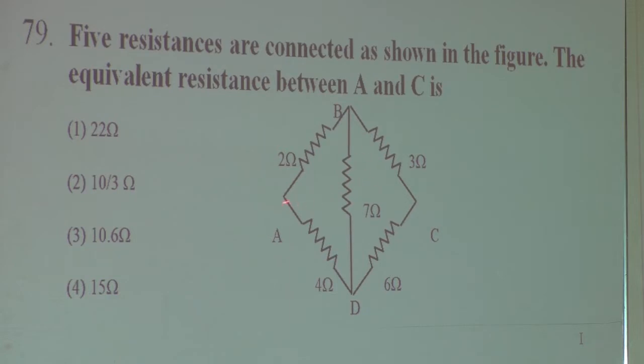So remove it. What you will have between A and C now? Between A and C you have a 5 ohm on the upper side, 10 ohm on the lower side. So 5 parallel 10, what is that? 5 into 10 divided by 5 plus 10. 5 into 10 is 50, 5 plus 10 is 15. 50 by 15 can be written as 10 by 3. So it is this option. Very easy problem.